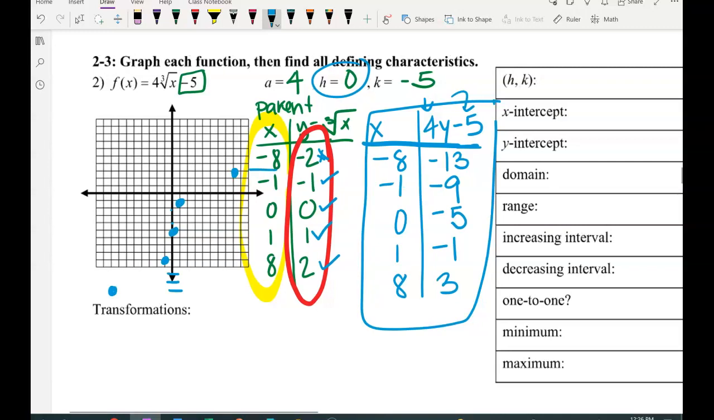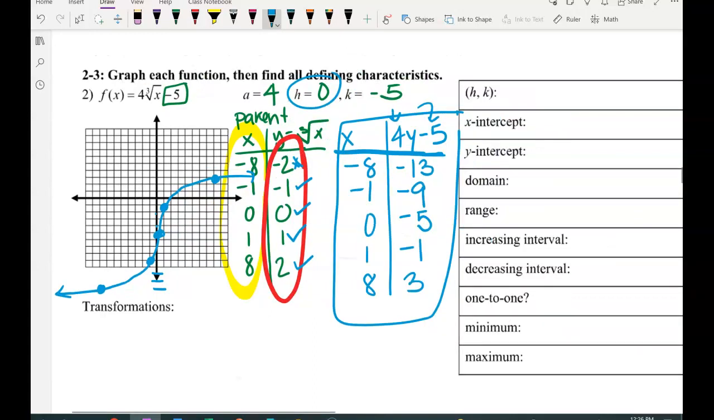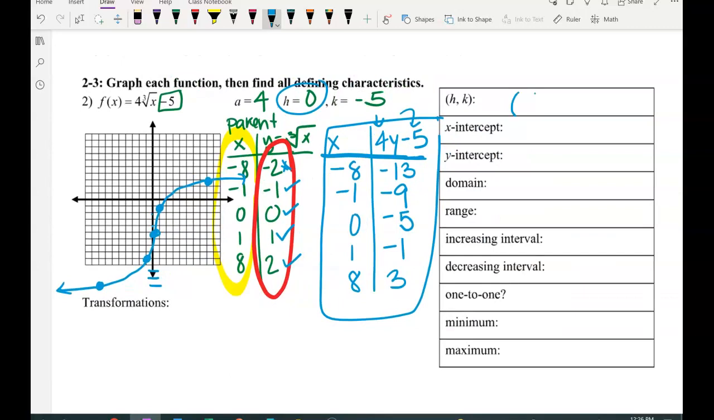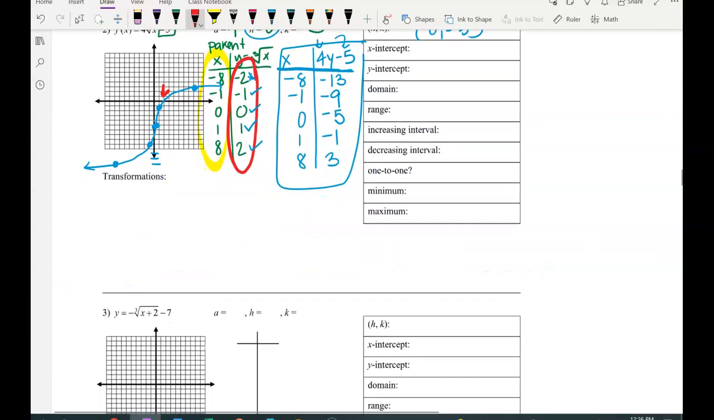And remember, it looks like a sideways snake. This one, because it's vertically stretched so much, looks more like an S, right? So that is our cubic function. Our h and k is going to be 0, -5. We have an x-intercept somewhere, as you can see here, but we can't eyeball it, so we're going to work it out manually. Are you ready?